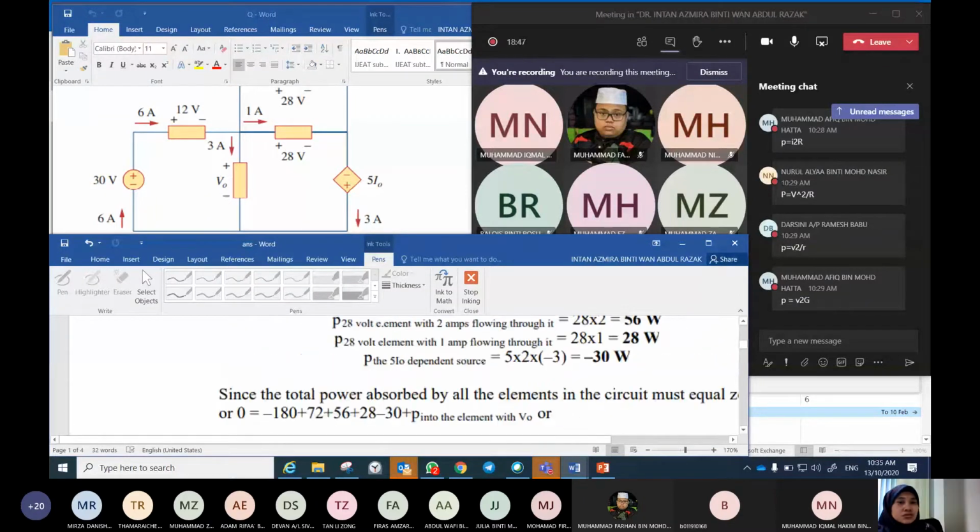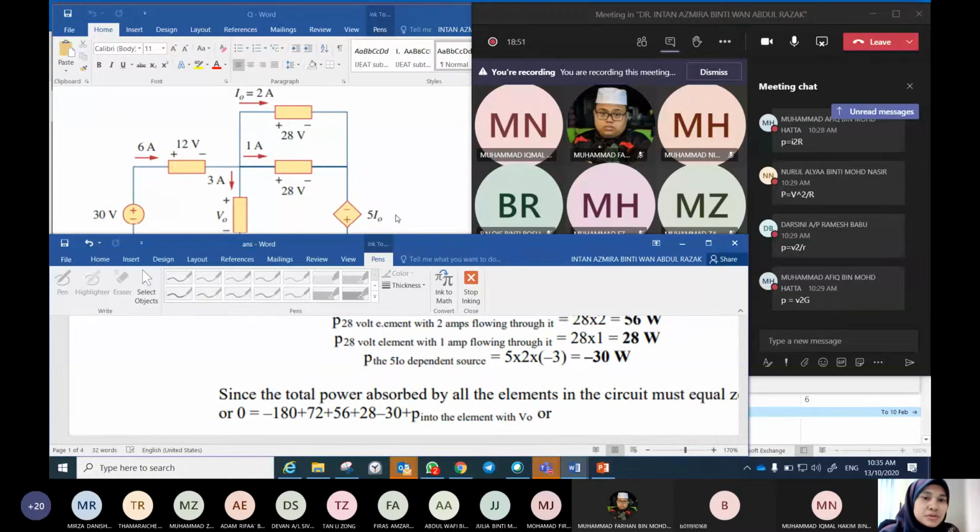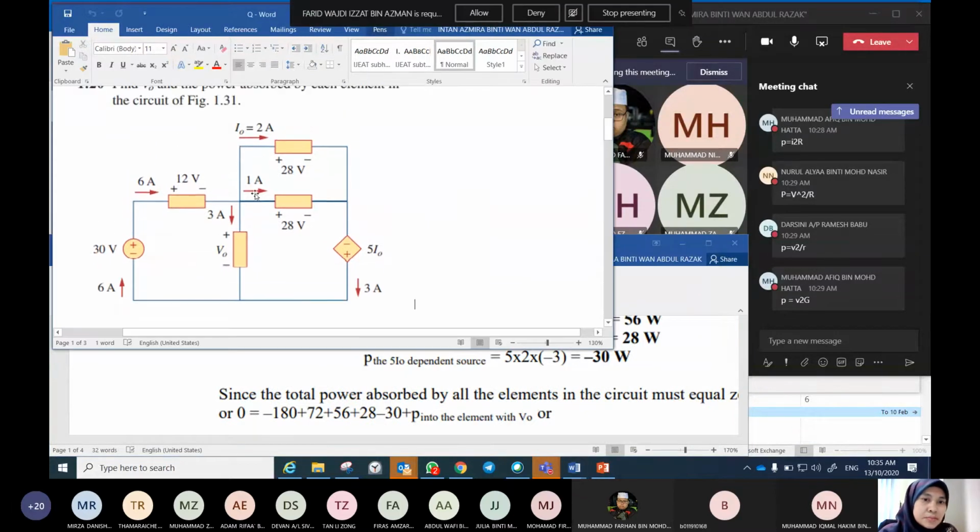Then you have to sum all the absorbing elements, I mean the passive elements: the power of here plus the power of this element plus the power of this element, and the power here. It must be equal to the power of 30 plus the power of here. How about the power of V naught?